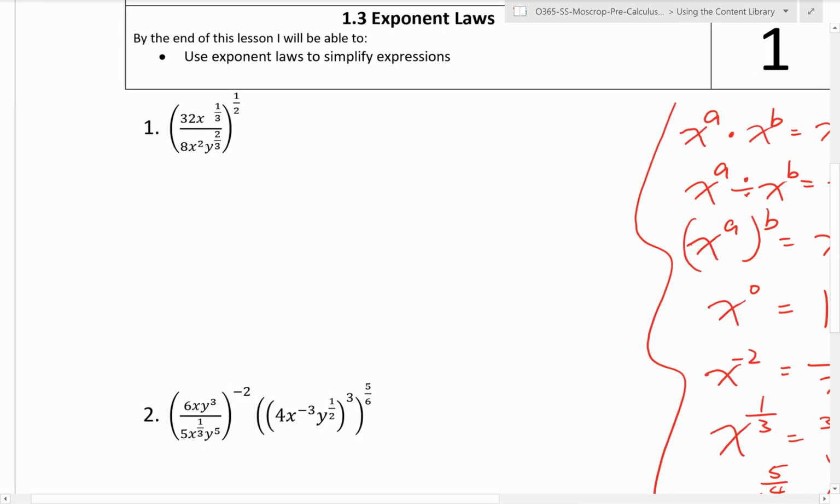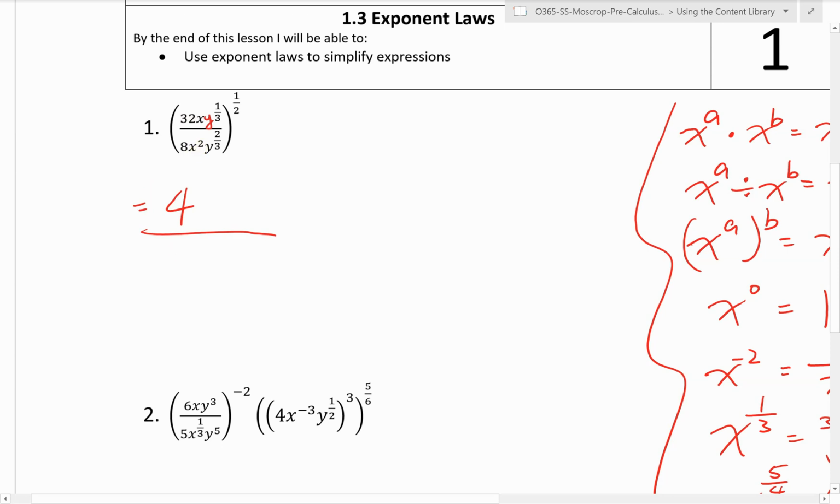Let's take a look. The first one, we have a fraction and then raised to a power. Okay, so I think there's a y missing here. I don't know what happened to it. So we have 32xy to the power of 1/3 divided by 8x squared y to the power of 2/3, and everything to the power of 1/2. So in this case, what I would do is simplify whatever is inside first. That's 32 divided by 8. That is simply a 4. We have x divided by x squared.